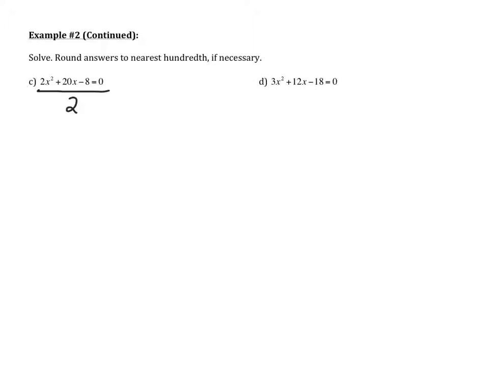Every term in my equation is going to be divided by your a value. So in this case, it's 2. So 2x² divided by 2 is just x². So we got rid of it. 20x divided by 2 is 10x. Negative 8 divided by 2 is negative 4. And then 0 divided by 2 is 0. So now that I've gotten my x² term by itself, I got rid of that a term. Now I'm ready to set up the equation so that I can complete the square.